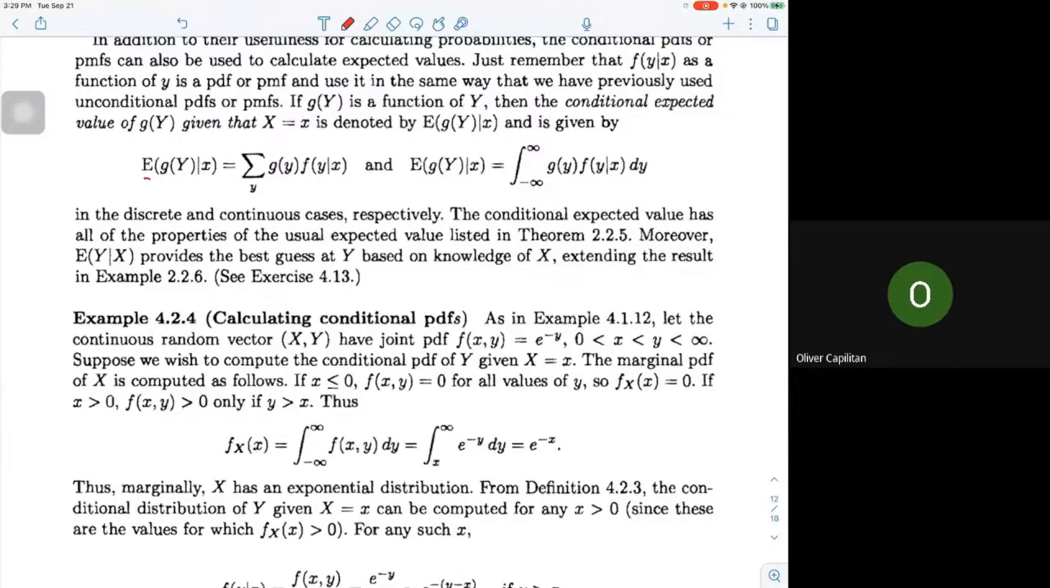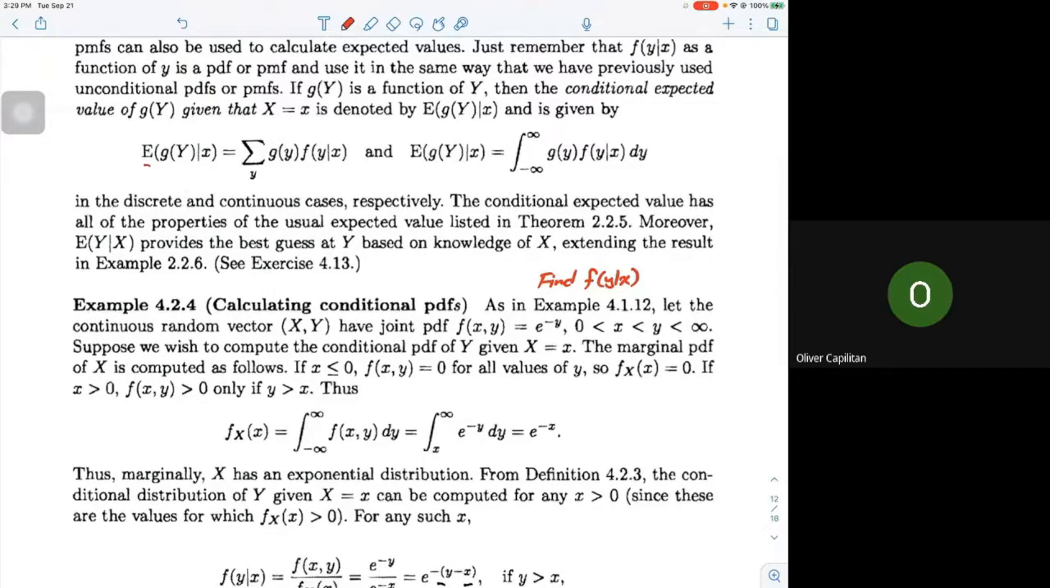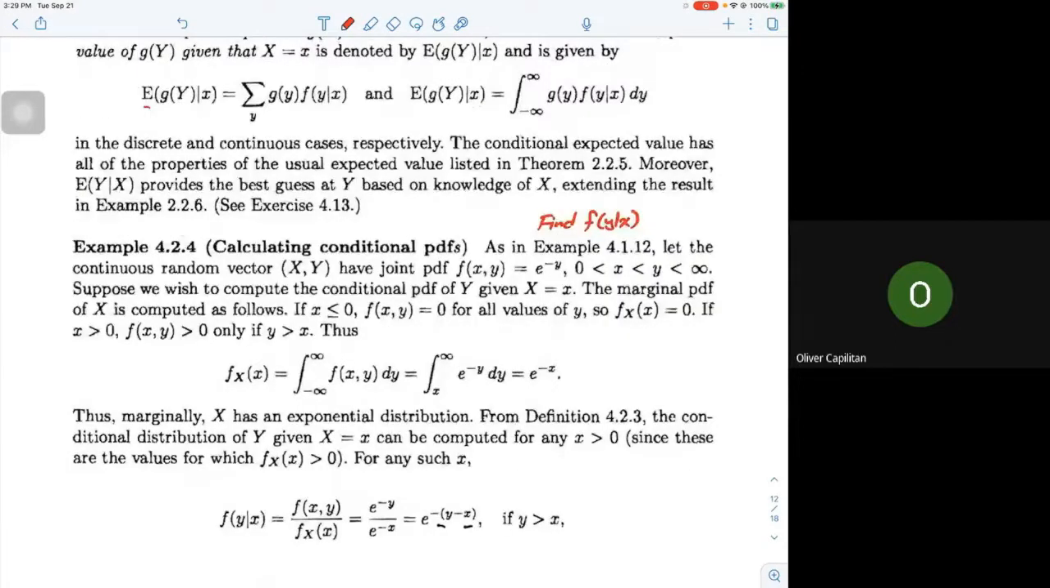So the goal here is to find the conditional PDF of y given x. Based on our definition, we need to compute first the marginal PDF of x. So we have here the marginal PDF of x computed as follows.